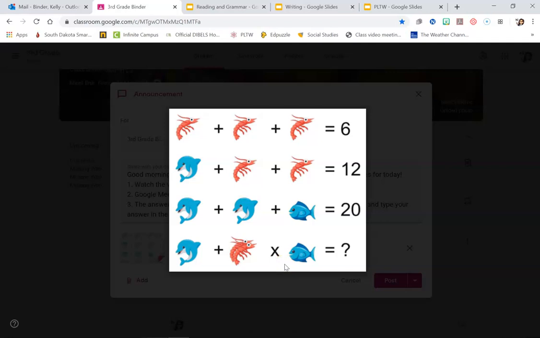Parentheses, we don't have parentheses. E is exponents, there's no exponents. M stands for multiplication. So in this last equation, you want to do the multiplication first. Then you're going to add the dolphin at the end. Keep that in mind when you're trying to solve this one. I look forward to seeing the answers that some of us come up with.